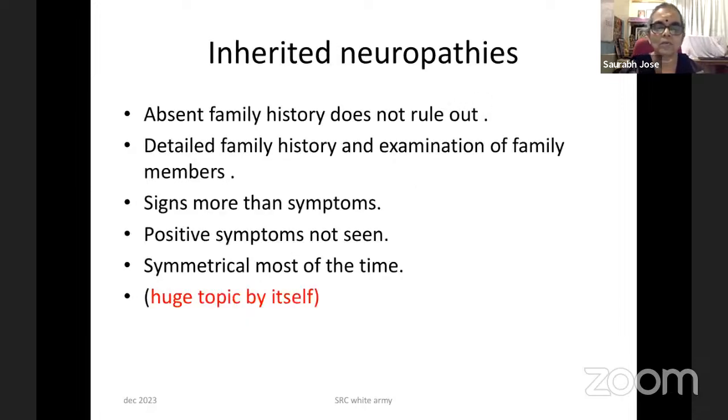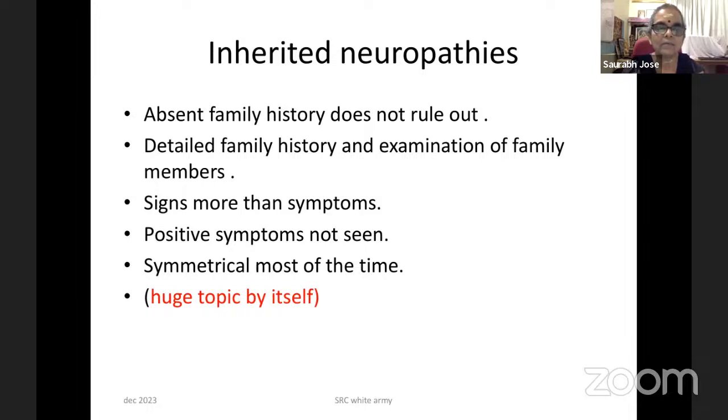So next, we have taken the history and recognized the patterns. Now let us see, there is a family history and you are thinking of an inherited neuropathy. Absent family history does not rule out inherited neuropathy. A detailed family history and examination of family members is important because there can be variable expression, and some of them have minor features which they may say are not a disease. So we have to examine the family members, and signs will be more than symptoms.